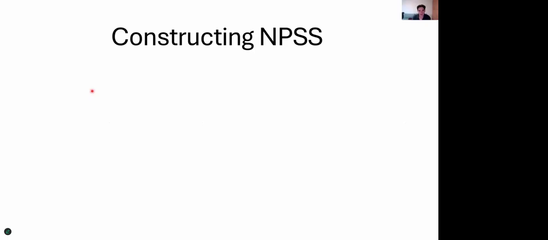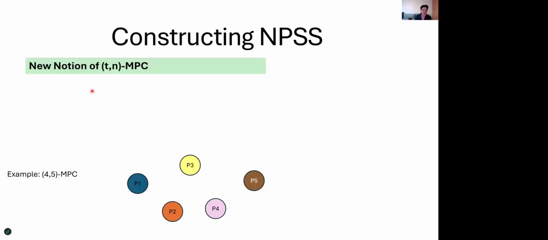So the key idea is to define this new notion of T out of n MPC. The definition is somewhat tricky, so let me show you an example of 4 out of 5 MPC. So we have 5 parties. We want a perfect passive correctness. This means that if everyone is honest, then the output is correct. That's kind of trivial.